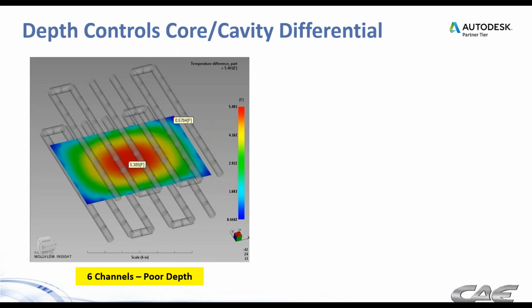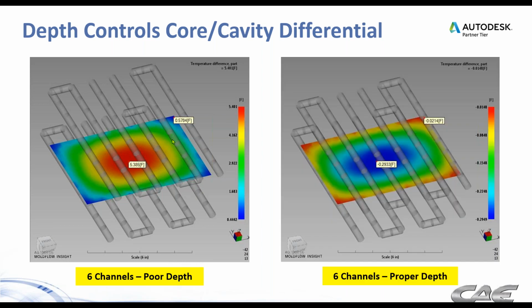Now we're going to talk about depth. The depth is the distance from the cooling channel to the part surface itself. So here we have those 6 channels with poor depth, too far away from the part. You can see it's only 5 degrees variation, but when you compare it versus putting the proper depth in there, you get nearly perfectly uniform temperature distribution there.